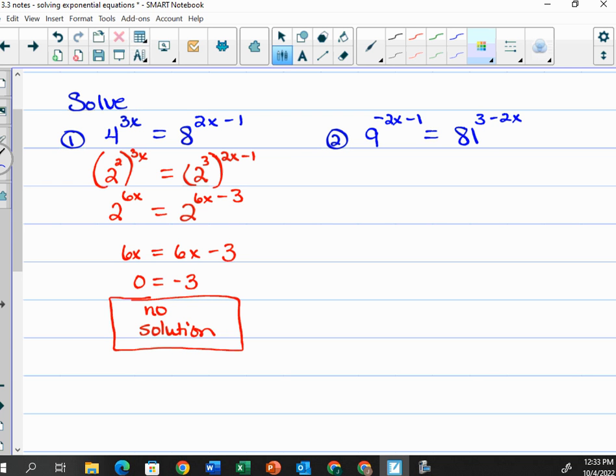All right, guys, couple of ways to go about doing this one. 9 to the negative 2x minus 1 equals 81 to the 3 minus 2x.